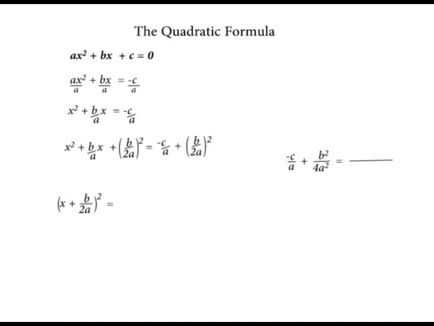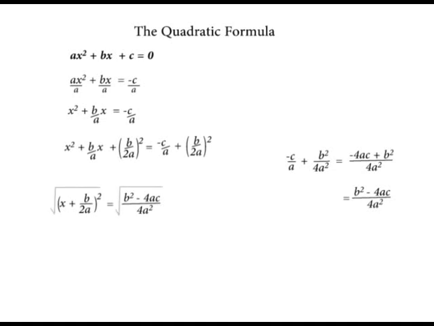The LCM of a and 4a squared is 4a squared. 4a squared divided by a is equal to 4a times minus c will give us minus 4ac. And then 4a squared divided by 4a squared is 1 times b squared will give us plus b squared. We can rearrange that to have b squared minus 4ac over 4a squared. So we equate that to the left hand side. X plus b over 2a squared is equal to b squared minus 4ac over 4a squared.